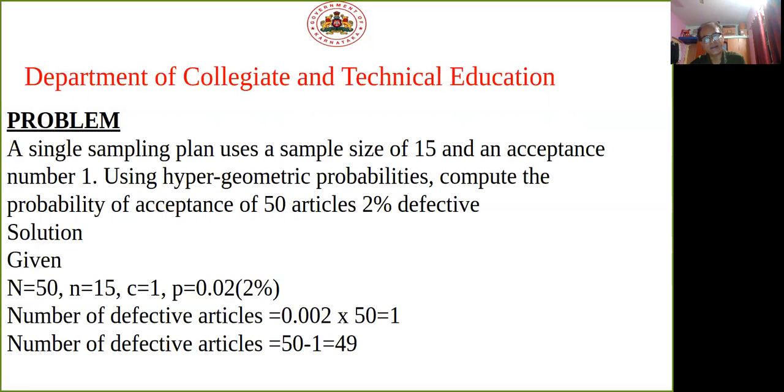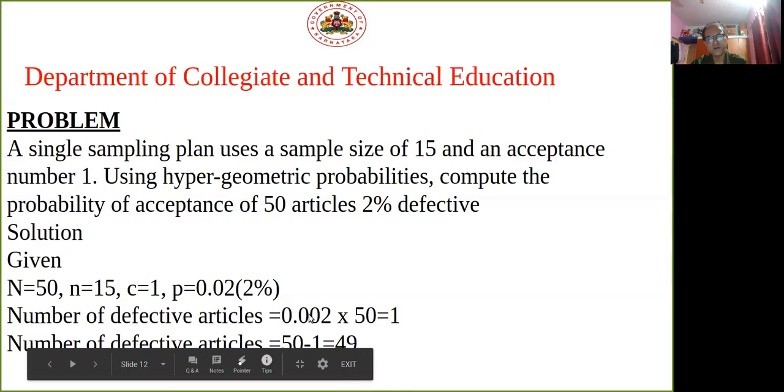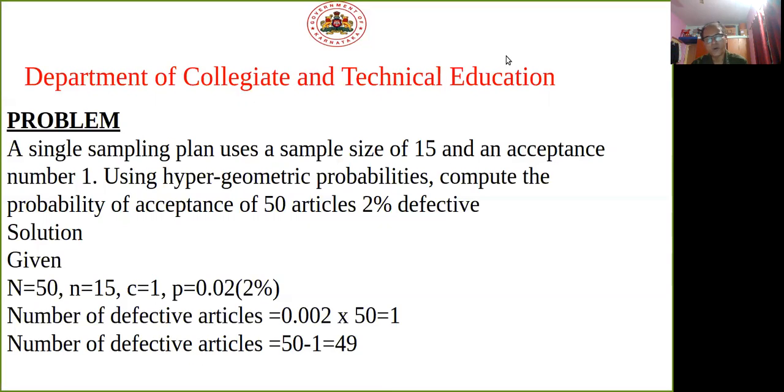Okay, there will be 2% defectives. Out of 50, the producer is saying that there may be 2% defective. So it is 0.02. It has been wrongly written here as 0.002, but it should be 0.02 into 50. When you do that, you will get 1.